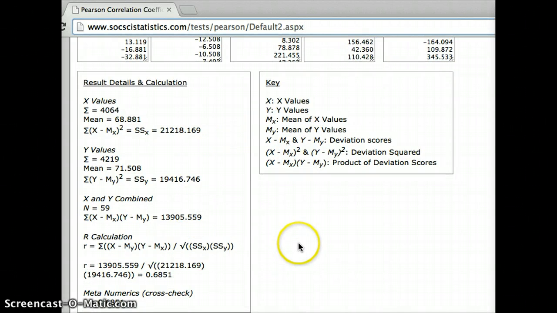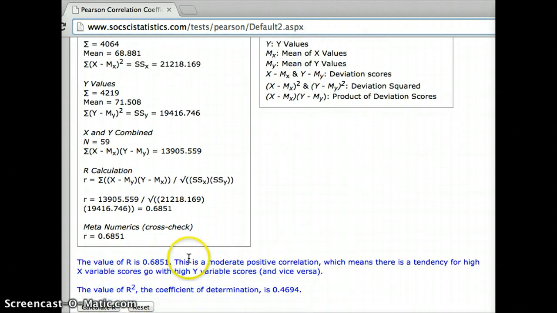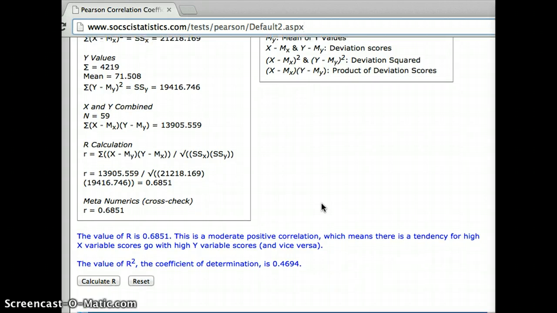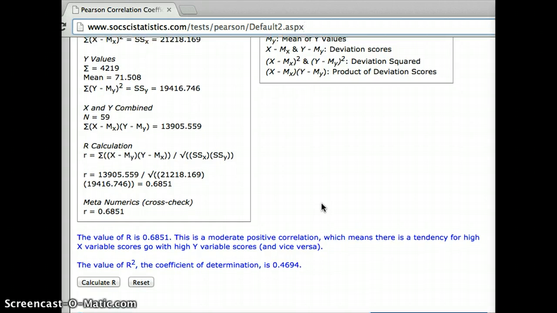Here are the rules if you'd like to look at them, but most importantly it tells us here that R equals 0.6851. And then it tells us what that means. It says the value of R is 0.6851. This is a moderate positive correlation, which means there is a tendency for high X variable scores to go with high Y variable scores. And then R squared in statistics is an important notion. That tells us how much of the variation in Y can be explained by the variation in X.